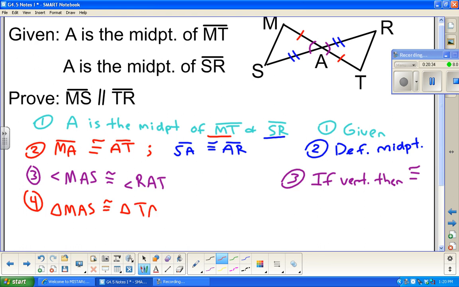Yeah, because I'm looking at the way it's written. So MA, if you look at side MA up here, that's congruent to side TA. So it has to be in that order of things. Okay. Let me just get my reason, then we'll take it from there. That was what, side angle side? Okay. All right, now what?